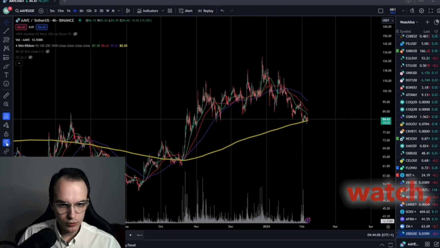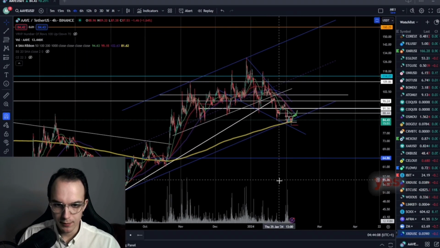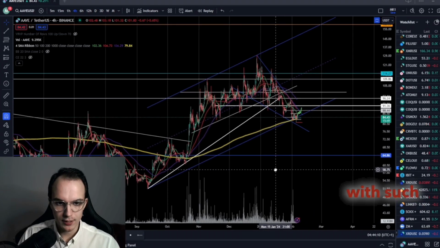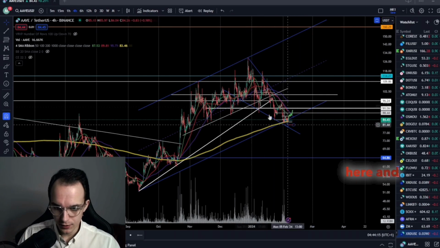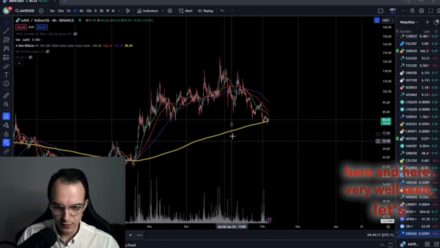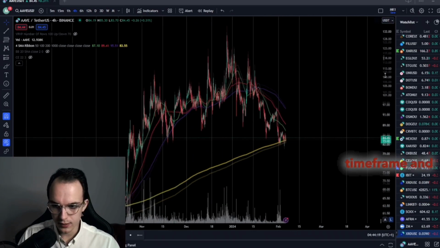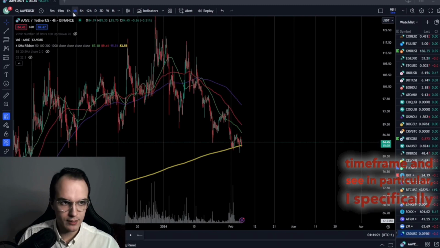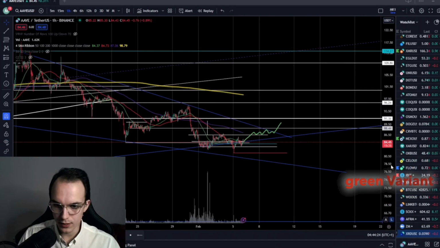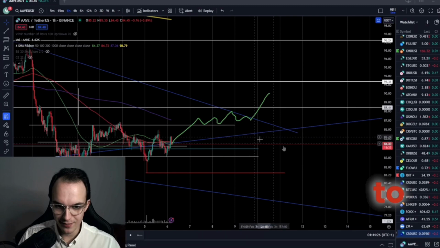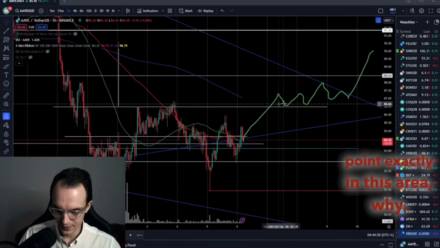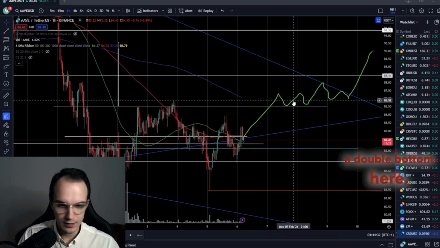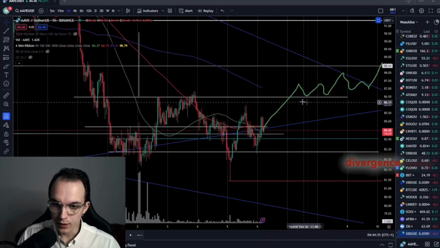We observe, watch. If you look at the analytics, yes, I highlighted the current trend with such a blue color, not decreasing but increasing, with a blue color here and here, very well seen. Let's trace it down on a lower time frame and see in particular. I specifically drew here in green color where the entry point is exactly, in this area. Why? Because there's a double bottom here, yes, and we have divergence again.